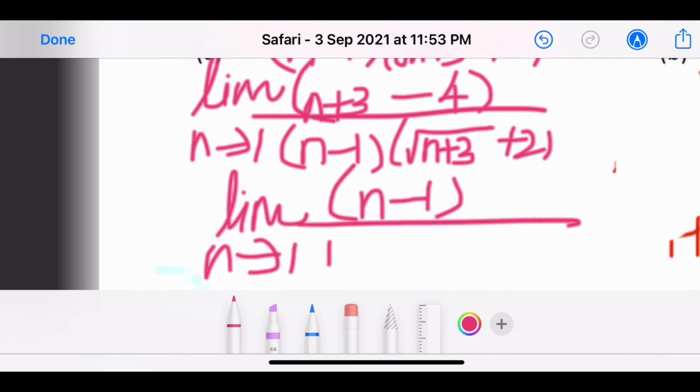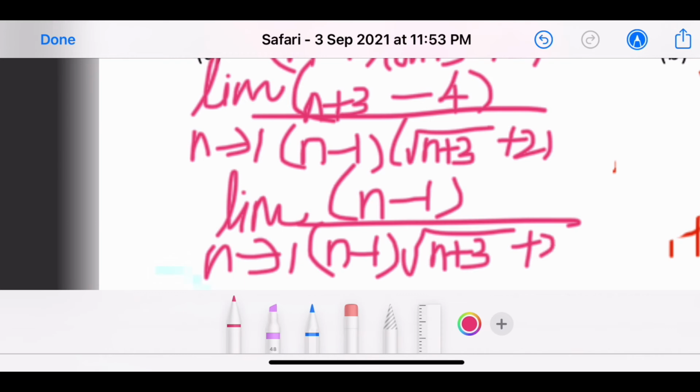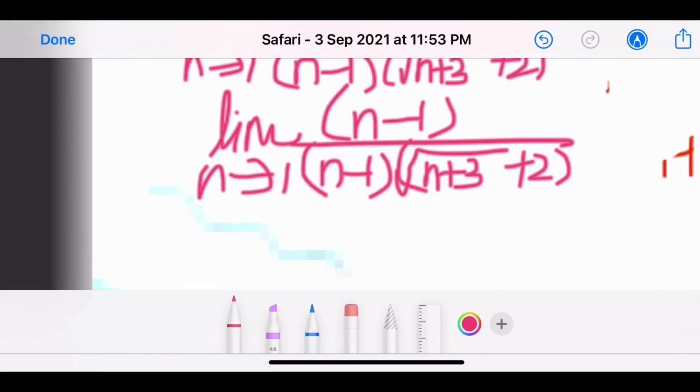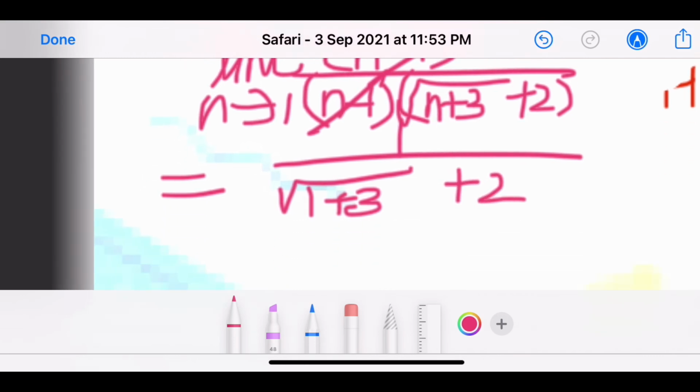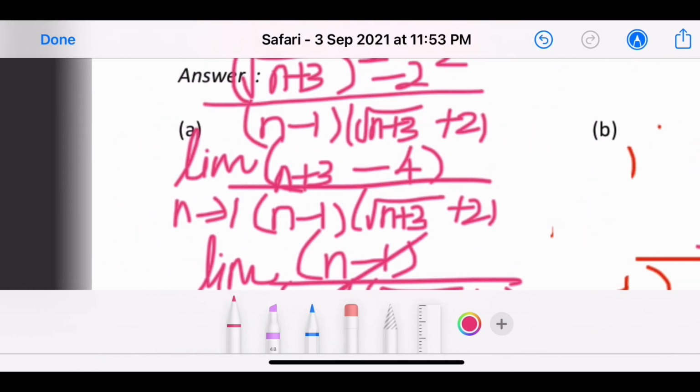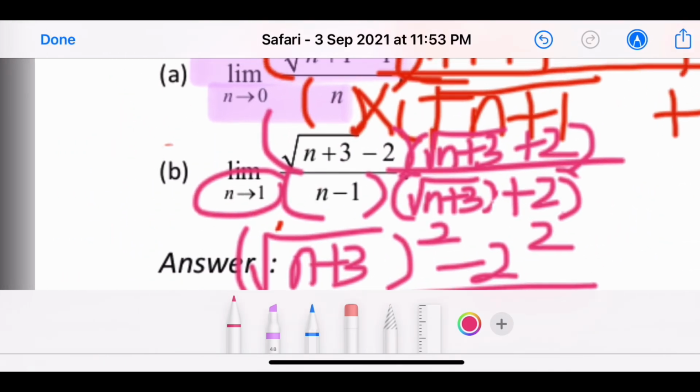We need to simplify to the simplest form before we substitute n equal to 1 into the expression, which is 1 over the cube root of 1 plus 3, plus 2. When you see n, you substitute 1. So the answer will be 1 over the cube root of 4... 2 plus 2 is 1 over 4. So that is how you solve the question involving limits.